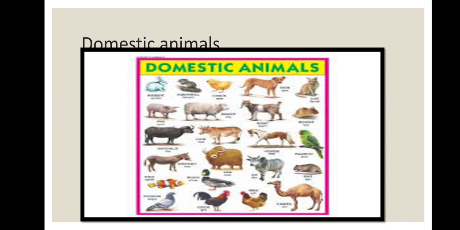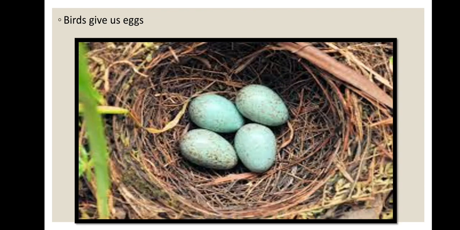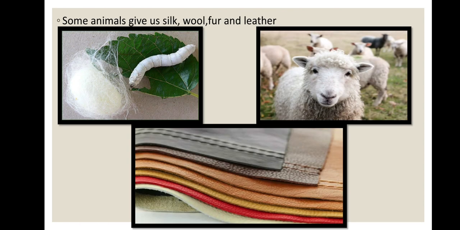Domestic animals. Some animals can be tamed. They are called domestic animals. Some of the animals live in our houses as pets, others are kept on farms. Domestic animals give us meat and milk. Birds give us eggs. Some animals give us silk, wool, fur and leather.